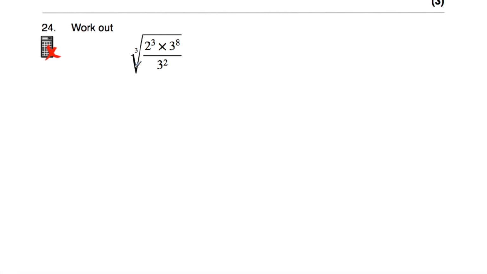So question number 24 says work out the cube root of 2 cubed multiplied by 3 to the power of 8 over 3 squared. Okay, so in terms of this, it's a non-calculator question. So let's simplify what we can under this root sign to begin with. So let's have a look at this. We've got 2 to the power of 3 multiplied by 3 to the power of 8 divided by 3 squared.